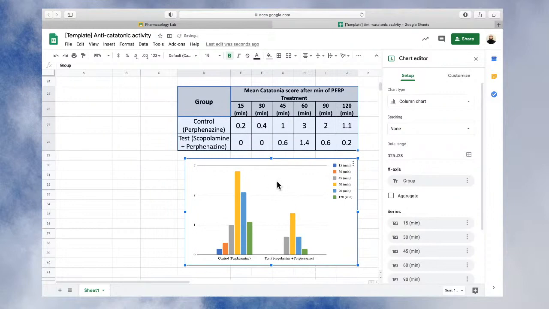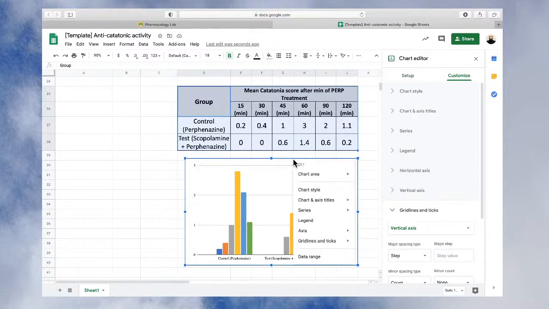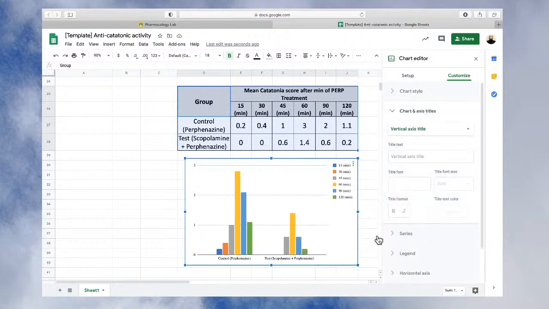Now if you look at this graph, what is missing? The y-axis is missing, which is very important, whereas the x-axis is given, that is control and perphenazine, and this is for the test group. Since the y-axis is missing, you can add it. How will you add it? I am selecting this graph, and you can right click on it. When you right click, you can go to the chart axis and title. And what is the y-axis here? The y-axis is vertical, right? So this is the y-axis. So I am selecting the vertical axis.